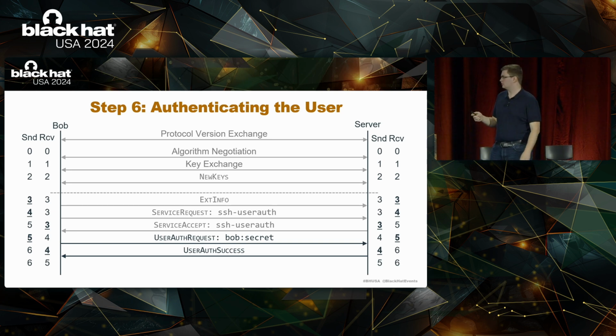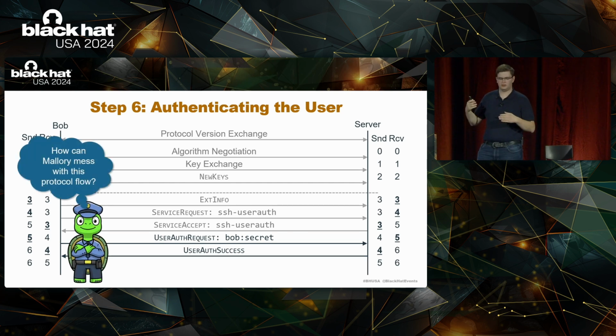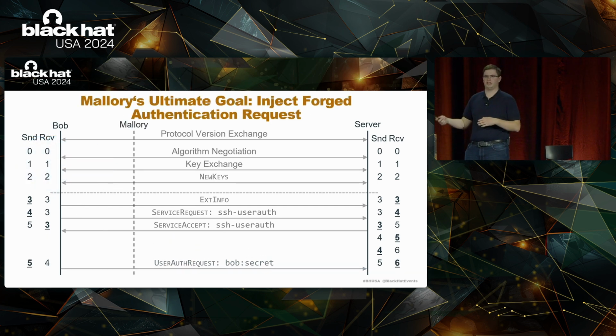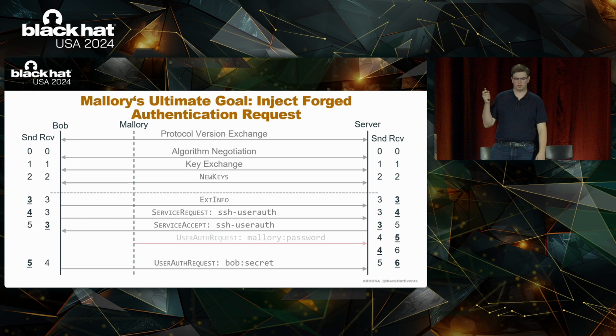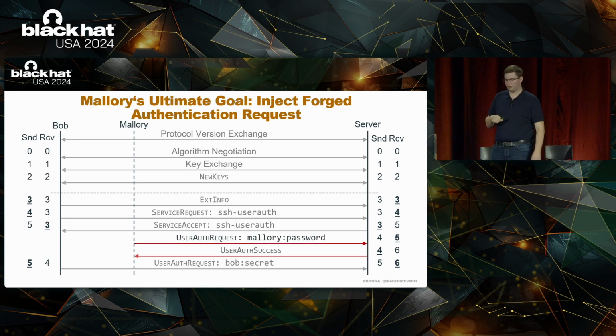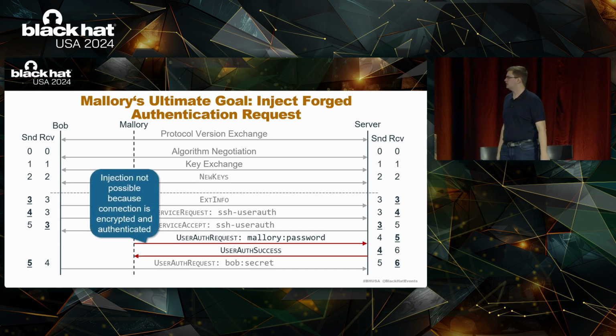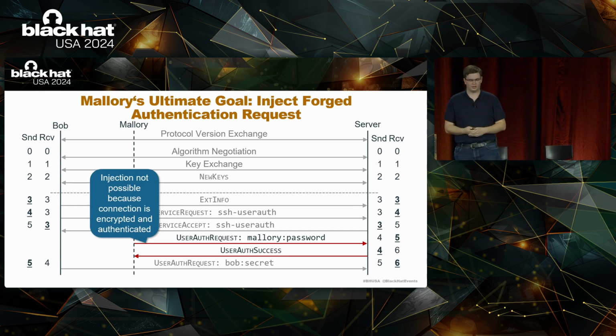There's nothing special going on here, but we had the question, how can Mallory actually mess with this protocol flow? So the ultimate goal of Mallory is to actually inject his own authentication request into the connection. So if we now introduce Mallory to the connection, this would be what Mallory wants. Obviously, this is not possible because everything below the dashed line is encrypted. Mallory has no access to it. So he cannot simply insert his own messages into the encrypted connection state.